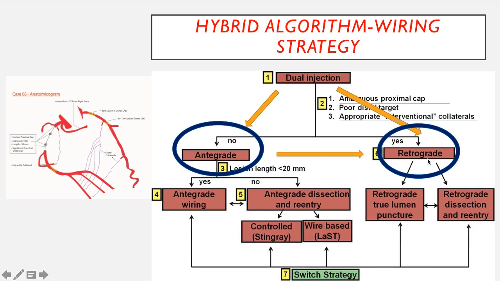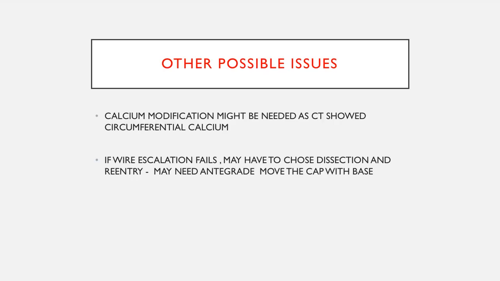And if retrograde also fails, that is wire escalation, then you can go to retrograde dissection and re-entry, or antegrade dissection and re-entry. The possible issues in this patient, the most important issue, is the calcium, which is sitting in the proximal cap, distal cap, as well as the mid RCA, which may cause failure of our wire escalations, and which may need calcium modification for adequate stent expansion.